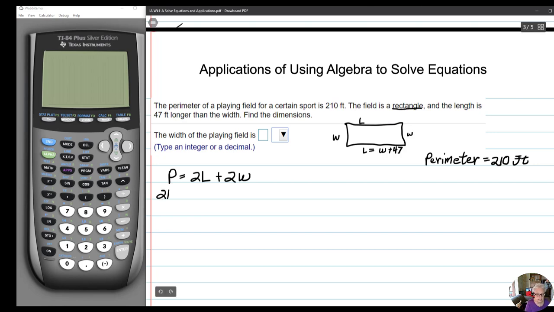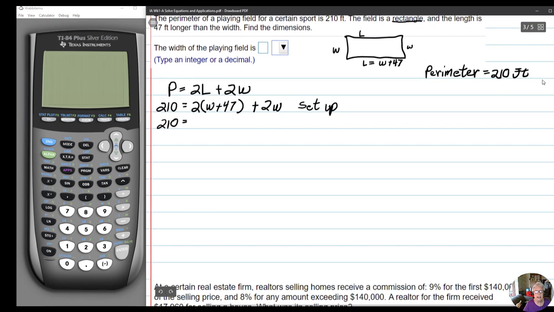All right, so 210 equals 2 times, the length is W plus 47, plus 2 times the width. This is called the setup. Setting up a word problem is essential to getting it right. All right, so 210 equals. I'm going to scroll up. It makes writing easier and it makes your watching easier as well. 2 times W plus 2 times 47 plus 2W.